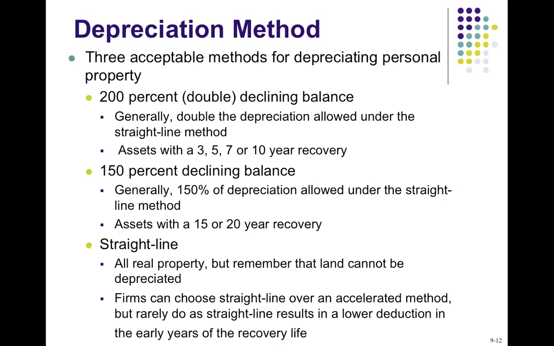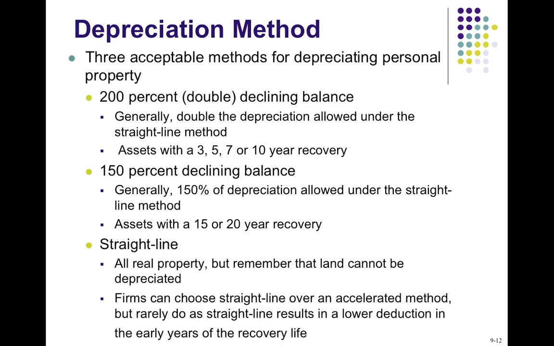So the first type is 200% double declining balance. In general, this is twice the amount of depreciation that would be allowed under the straight line method. That's why we call it an accelerated method for tax purposes. You get more than what's allowed under straight line, okay? So the 200% in general is about twice what you would get under the straight line method, and we're going to use this method for assets with a 3, 5, 7, or 10-year recovery period. Okay, so most of the time we're using a 5 or 7-year recovery period, and because it's 5 or 7, you know automatically that we're going to use the 200% declining balance method.